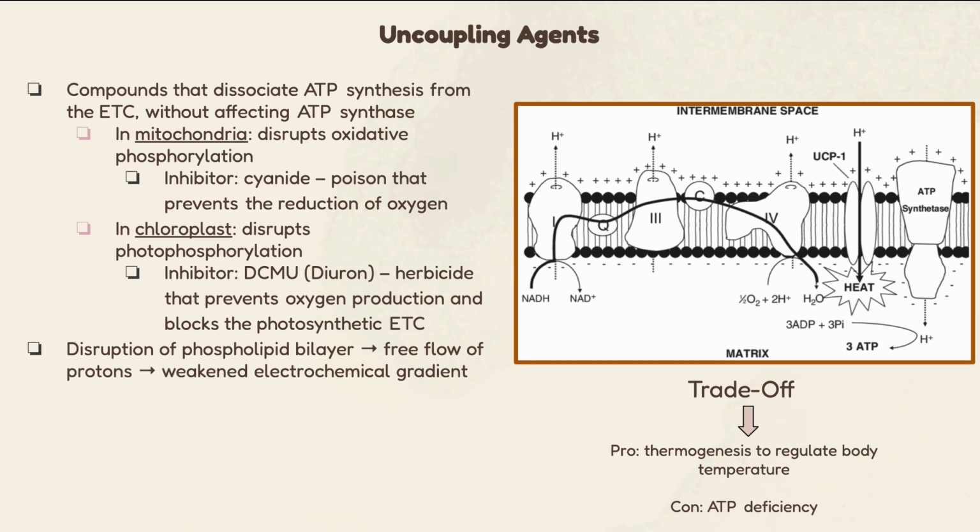If we take a look at the image on the right, we can see that the flow of electrons through each complex creates a proton gradient across the inner mitochondrial membrane. However, with this uncoupling protein, or UCP1, protons flow back into the mitochondrial matrix and collapse the proton gradient. This specific process is called thermogenesis, where heat is generated instead of producing ATP. And for the most part, this is considered a trade-off because while our body temperature is being maintained, it's at the expense of ATP production.